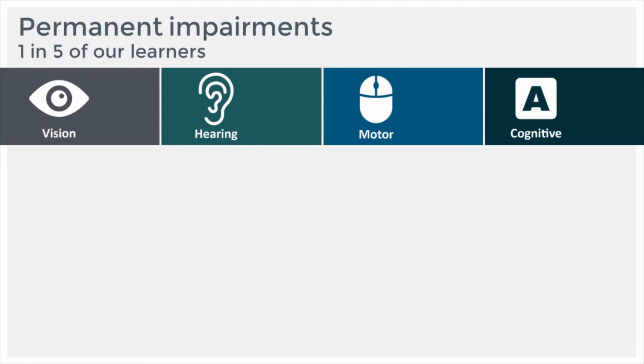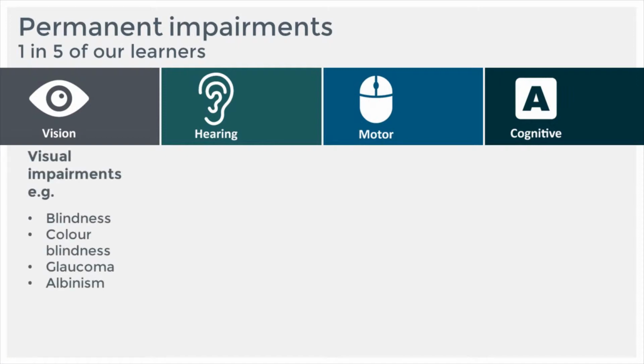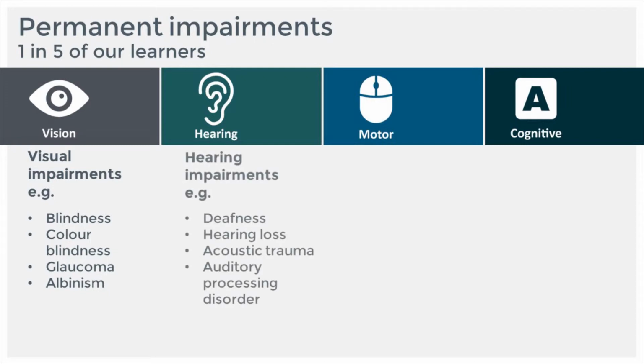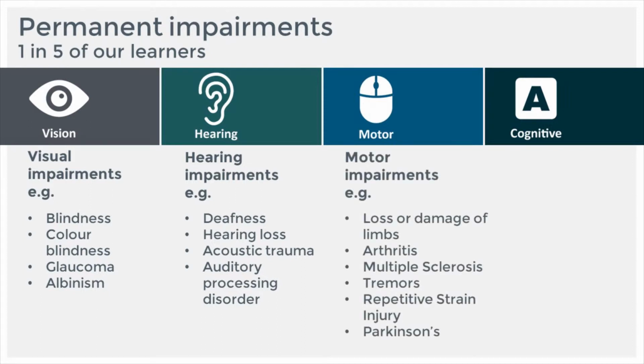So here is my definitely non-exhaustive list of impairments. For vision, we have blindness, colour blindness, glaucoma and albinism. For hearing, we have deafness, hearing loss, acoustic trauma and auditory processing disorder. For motor, and once again a reminder that this refers to learners who can't use a mouse, we have loss or damage of limbs, arthritis, multiple sclerosis, tremors, repetitive strain injury and Parkinson's.